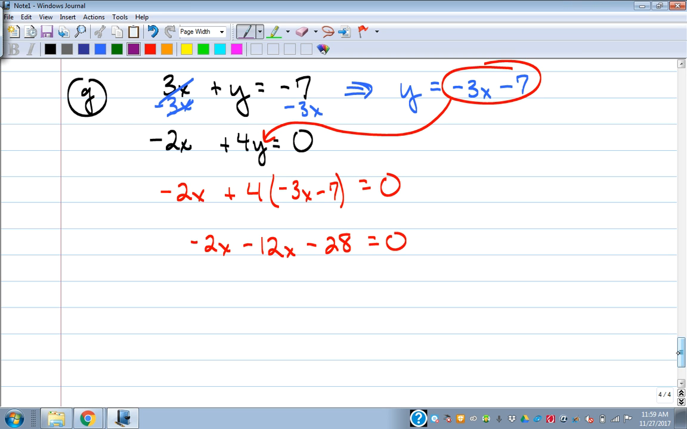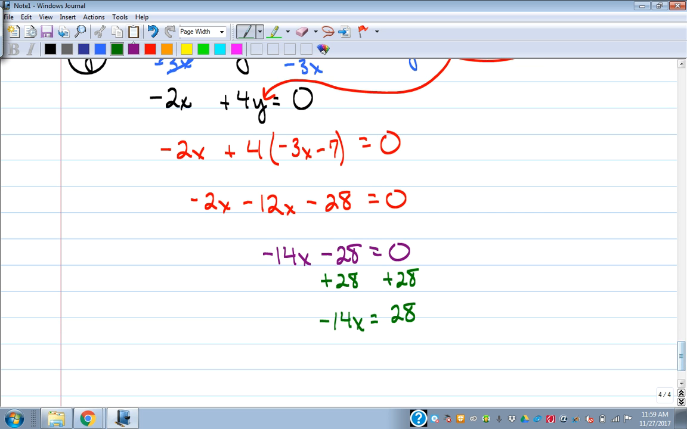Simplify the like terms there. Negative 2x and negative 12x. Negative 14x. Now what? Add 28. Good. We have negative 14x is equal to 28. Last step. Divide by negative 14. And x would be negative 2. Okay. What do I do with that?